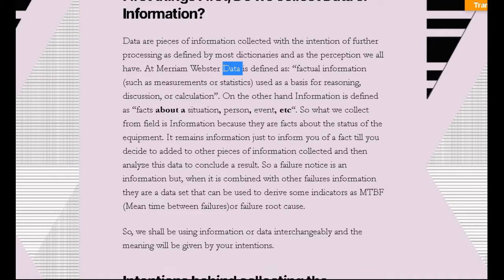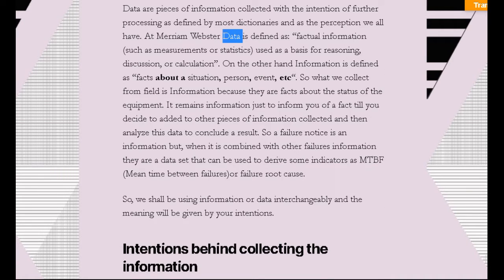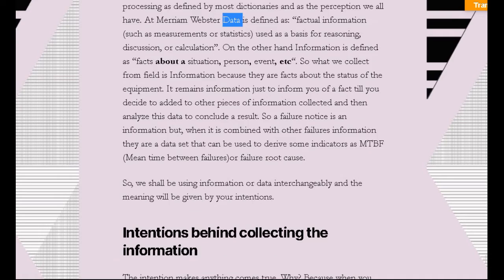Okay, so we are going to use information and data through our talk today interchangeably, but it depends on your intention, what you are going to do with the information you collect from the field.